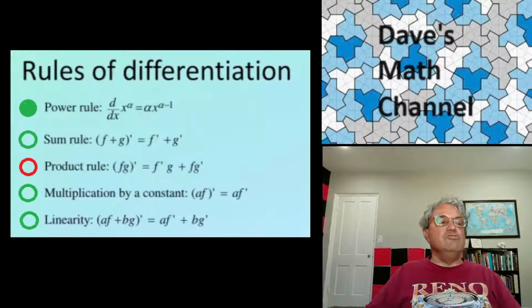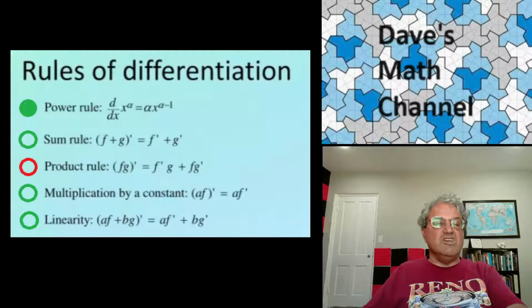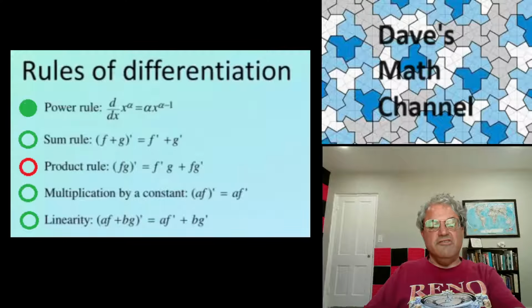The only one on this slide we're not going to do today is the product rule. This is also called Leibniz's rule. This is a very important rule, but it's a little bit harder to derive. I'm going to do that in a future video, probably my next video. That's why this is in red. But anyway, that's just an overview of where we're going and what we're going to do today.